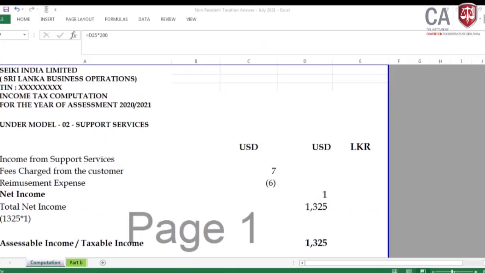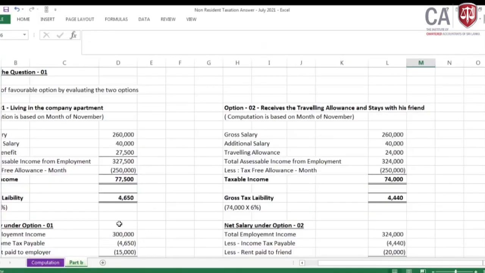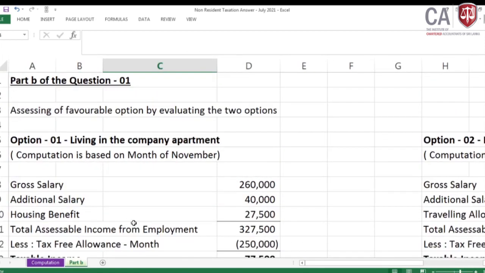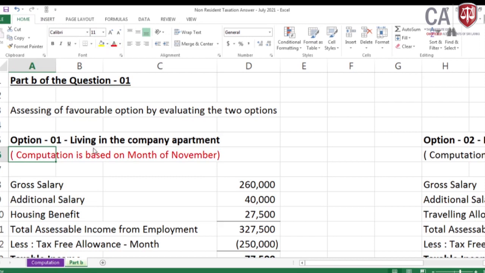Now I am directly coming to the answer. This is the evaluation of my two options. First we will come to option 1. This is part B of question 1. Option 1 is living in the company apartment. The computation is based on the month of November, which is the requirement of the examiner. So I have included it separately.